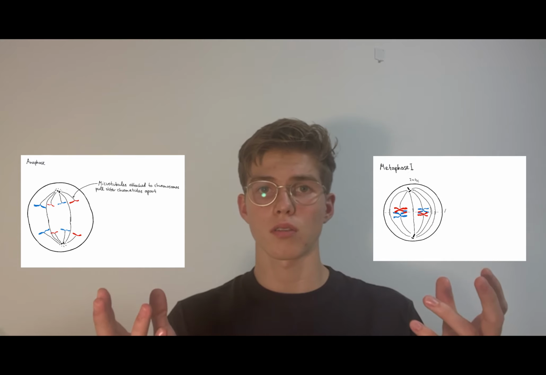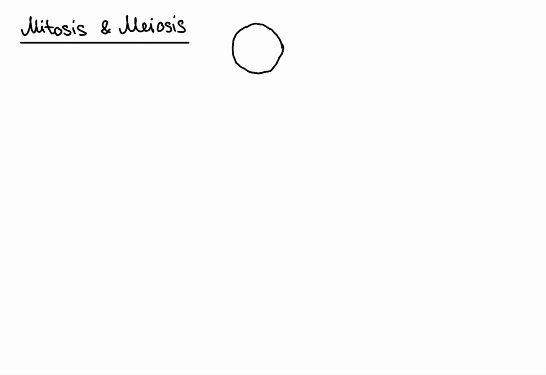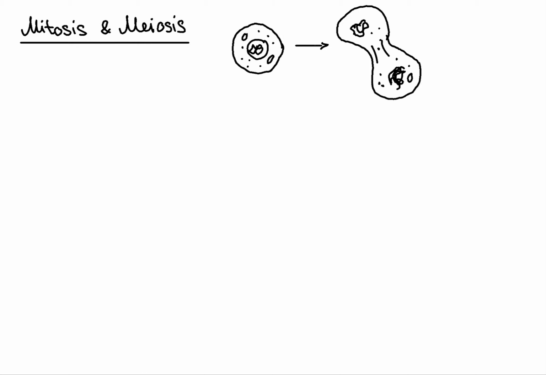Hello, in this video we're going to discuss mitosis and meiosis and compare them side by side. Both of these processes are involved in cell division, which itself is a part of the cell cycle. Let's take us, humans, as an example for this.